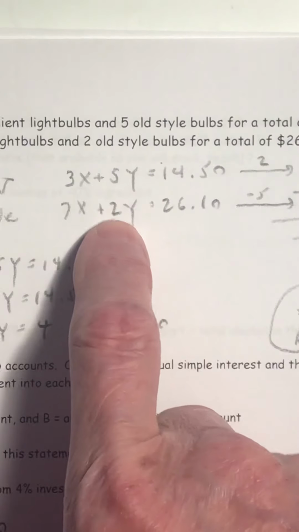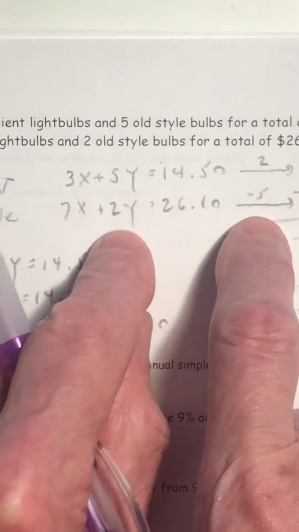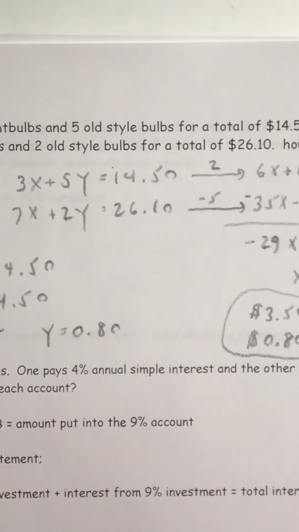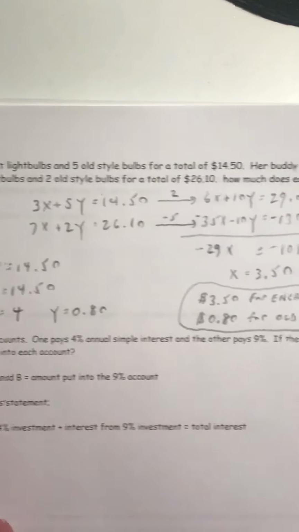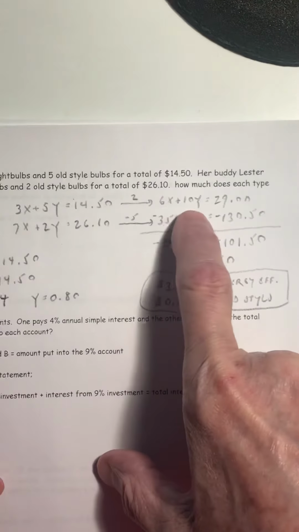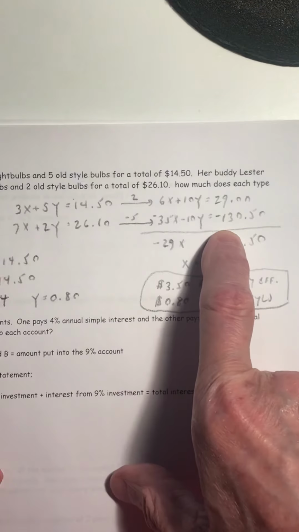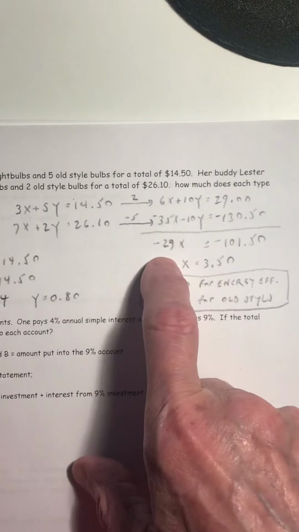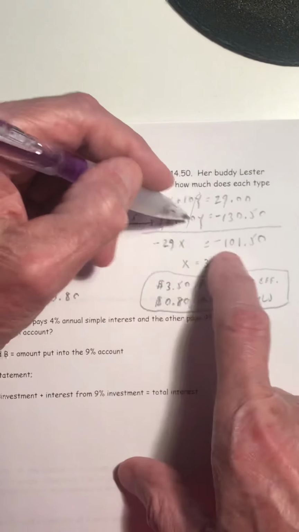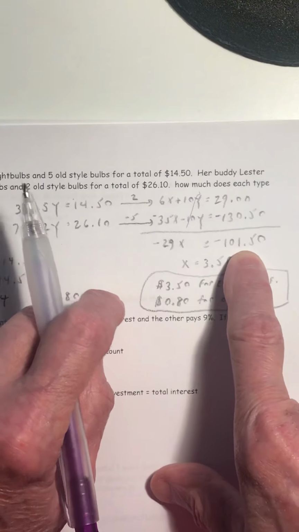So I decided, looking at the numbers here, you do 21 and negative 21, that would be fine, or 10 and negative 10. I preferred that, so I made this into a 10y by multiplying by 2. I made this into a negative 10y by multiplying by negative 5. Here you see the results of that multiplication. You get these numbers: 6, 10, 29, negative 35, negative 10, negative 130.50. We add the columns and we get negative 29x. The y's cancel, and 29 and negative 130.50 get negative 101.50.